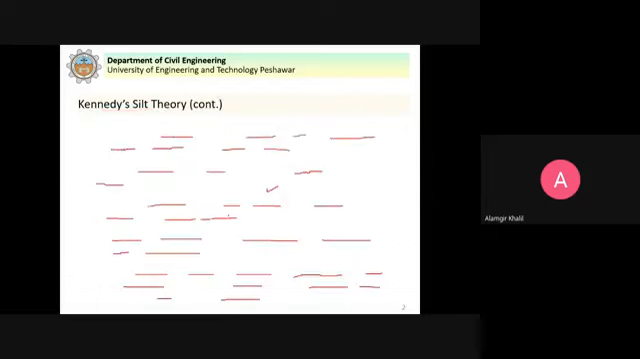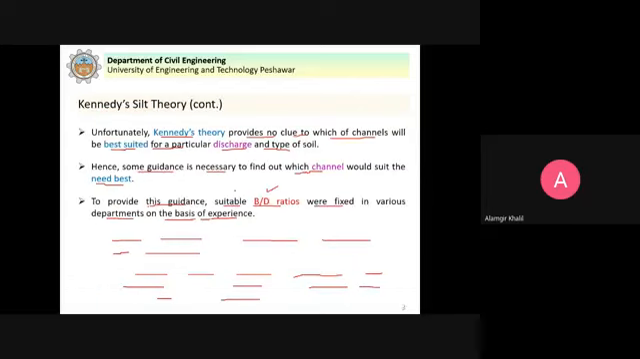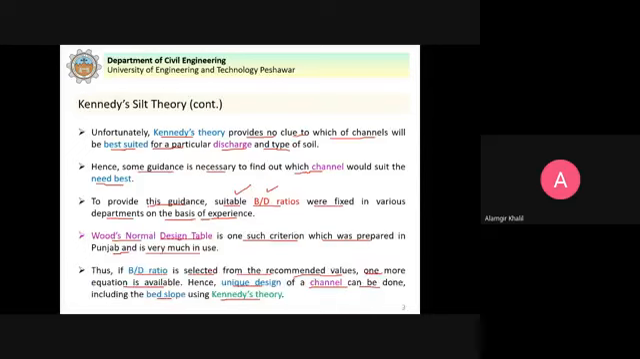For this purpose, suitable B by D ratios were fixed based on experience. This table, which is given in the book Irrigation and Water Power Engineering by Punmia, was one such criterion. Clear? So by fixing this B by D ratio from the recommended values, one more equation is available, and we have a unique design of the channel including the bed slope.